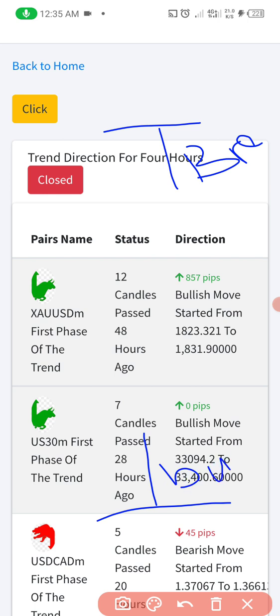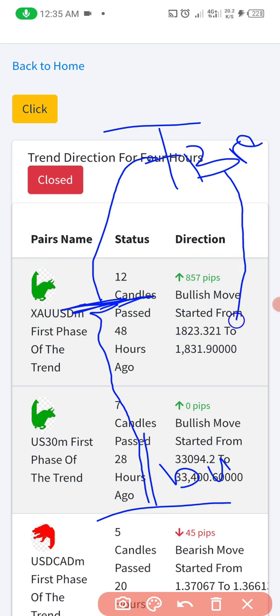So price always moves in circles. Once it starts from the first phase of a bullish move, it will get to a last phase. Let me say here is the last phase of a bullish move. From the last phase of a bullish move, it must enter the first phase of a bearish move. From the first phase of a bearish move, it will get to a last phase of a bearish move. From this last phase of a bearish move, it will enter the first phase of a bullish move. That is how the circle moves, be it 1 hour, 4 hours, daily, monthly, or yearly. It moves in circles, but it takes time.